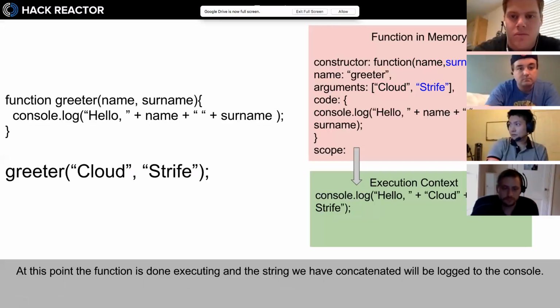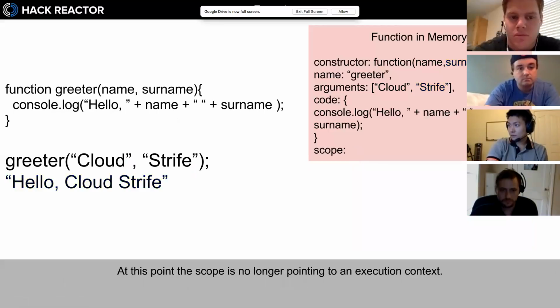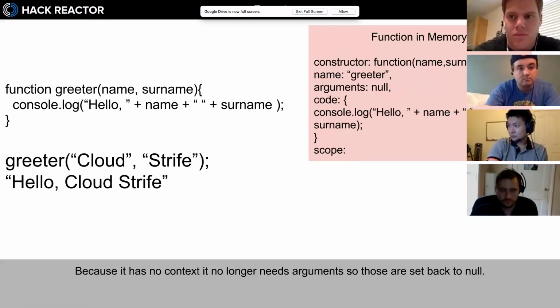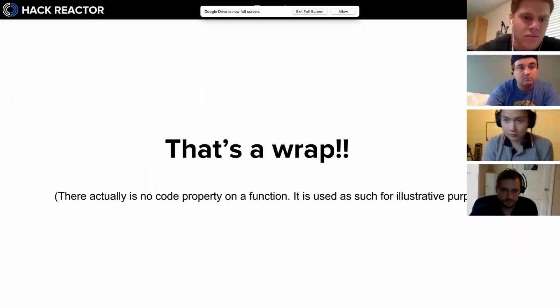All right, so at this point, the function is done executing, and what we have concatenated will be logged to the console. And then the garbage collector is going to come around, and it's going to get rid of the execution context. At this point, the scope is no longer pointing to an execution context. Because it has no context, it no longer needs arguments, so those are set back to null. And now we're back to square one, and the function is ready to be called again at any time.